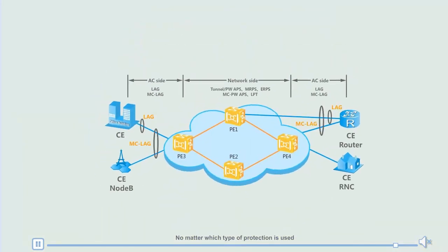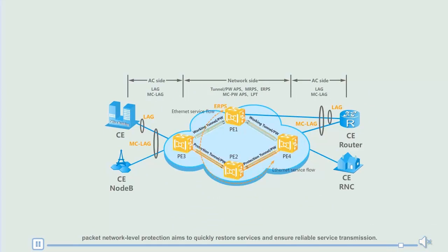No matter which type of protection is used, packet network level protection aims to quickly restore services and ensure reliable service transmission. Protection needs to be configured based on network situations to ensure timely service restoration and prevent long-term service interruption.